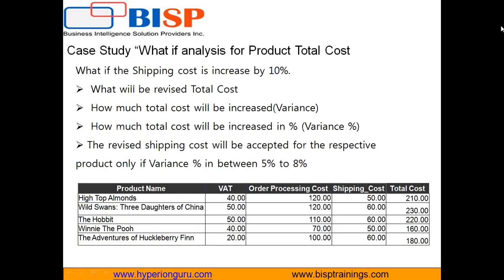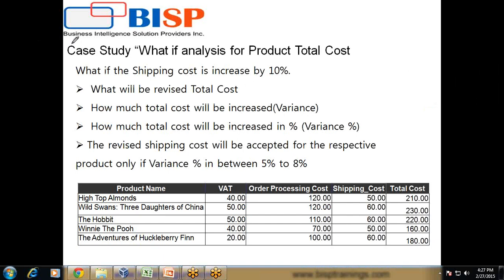The requirement is pretty interesting and simple. We need to find out a what-if analysis for product total cost. I have a couple of columns, a cut of data taken in order to do this analysis. We have product name, one of the dimensions, then different kinds of expenses: order processing cost, VAT and shipping cost, and this is the total of it. Total of the VAT, order processing cost and shipping cost.